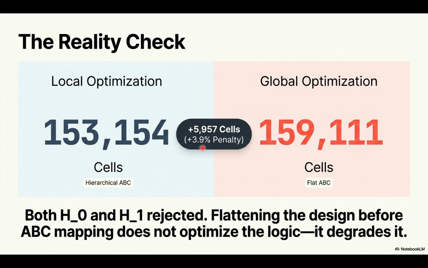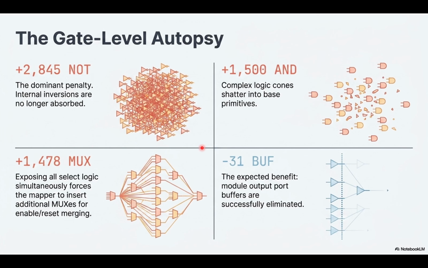I am genuinely struggling to wrap my head around this. How does giving a highly intelligent resource optimizing algorithm more information result in a worse outcome? Well, to understand why the hardware expanded by nearly 6,000 cells, we can't just look at the final tally. No, we have to perform a gate autopsy. We need to forensically break down exactly which gates were added and subtracted when those boundaries were removed. The numbers demand an explanation.